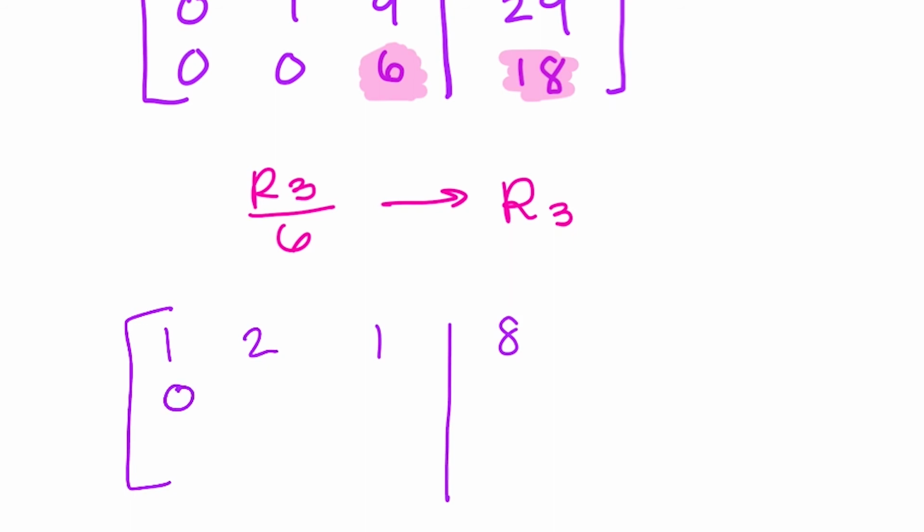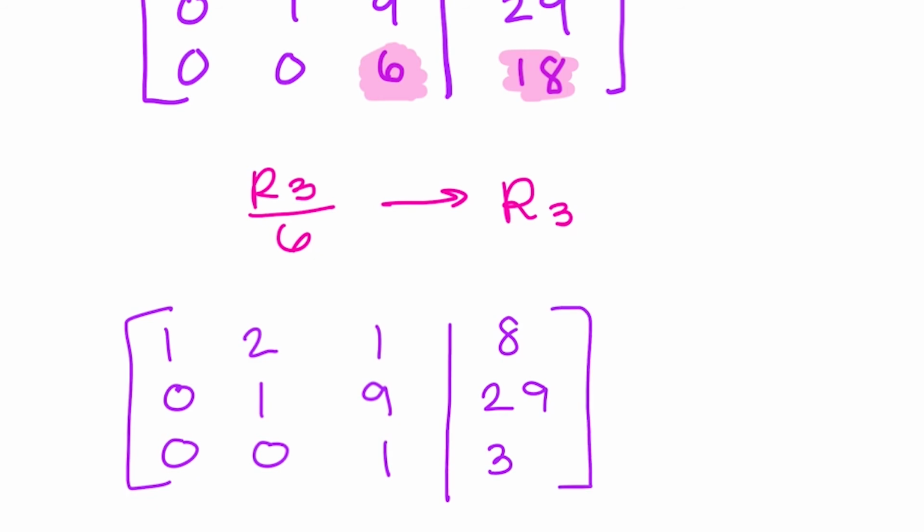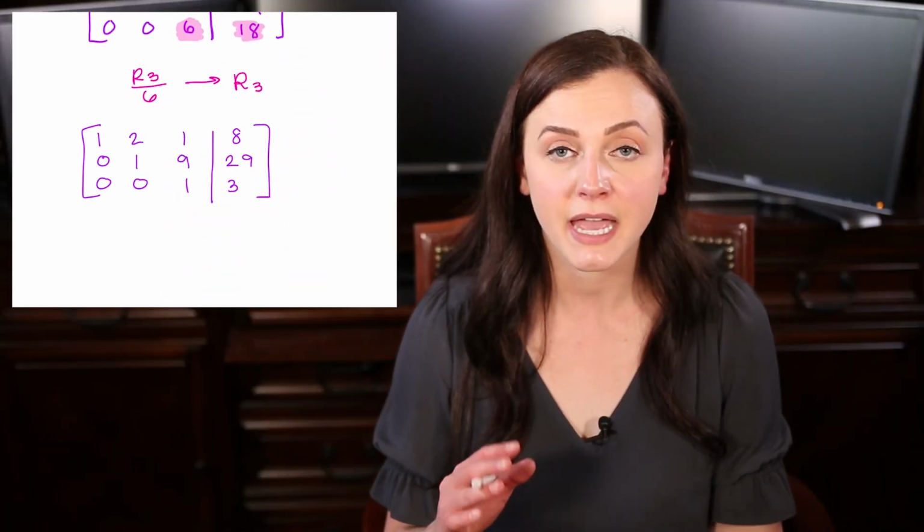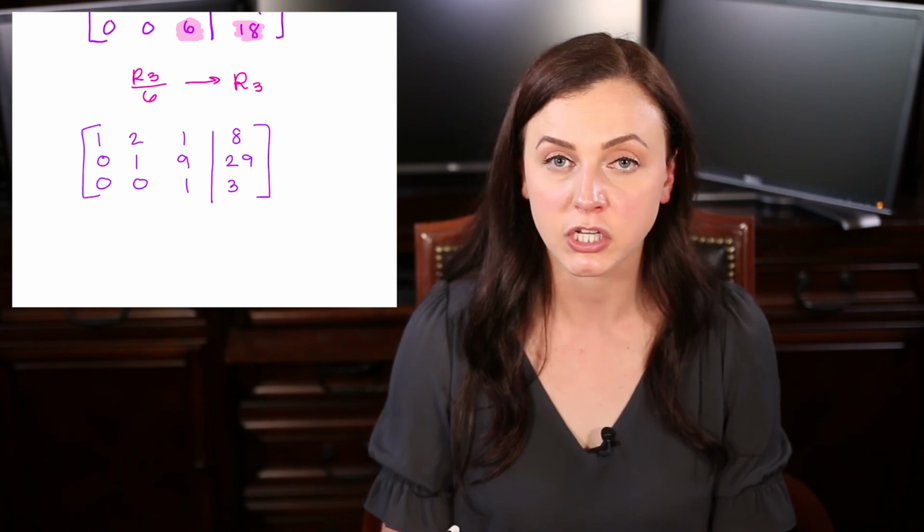So row 1 is 1, 2, 1, 8. Row 2 is 0, 1, 9, 29. And row 3 would be 0, 0. Now 6 divided by 6 is 1. 18 divided by 6 is 3. Okay, so we have it in row echelon form. We are good to go.